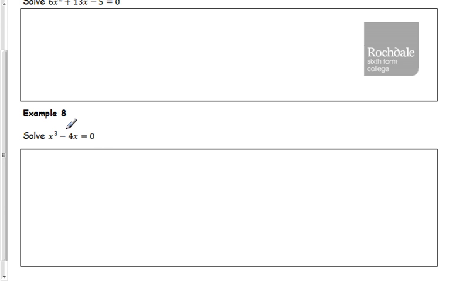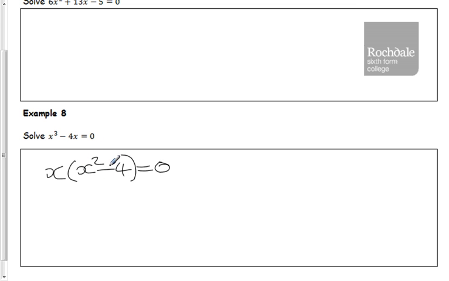But let's take a look at the two terms. They have something in common. They both have a factor of x. So what I'm going to do is factorize out the common factor of x. So it's still a cubic. This, if I expanded it out, would give me x cubed minus 4x, which it should do.